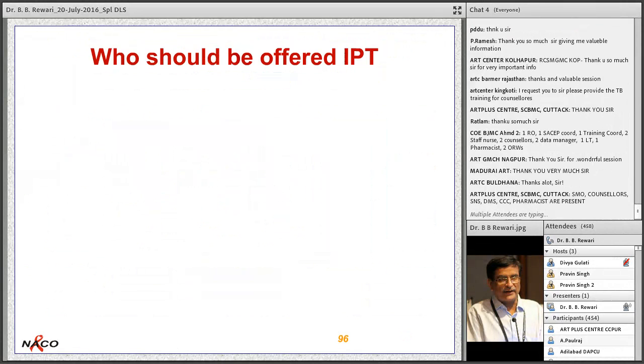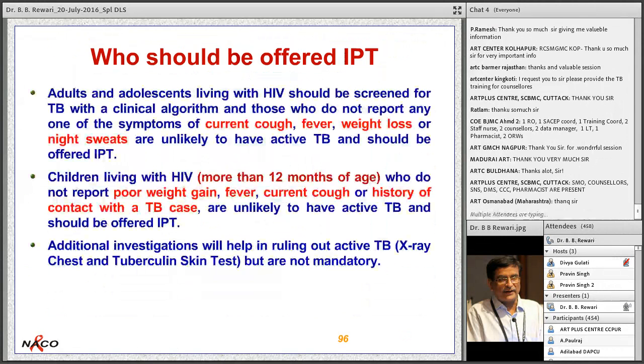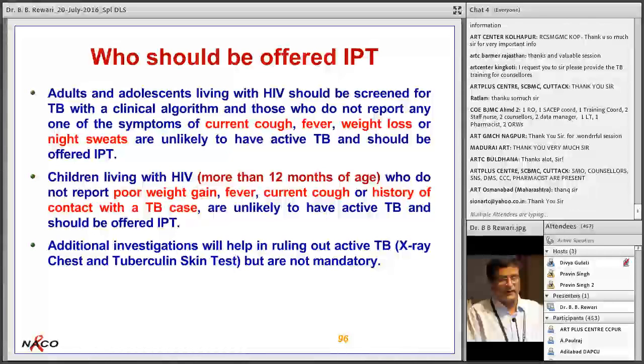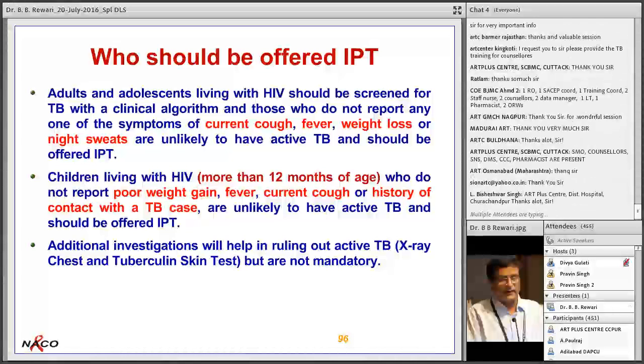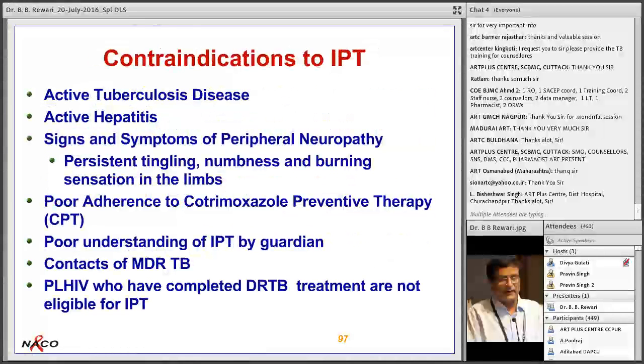So all adolescents living with HIV who are screened for TB, who do not have, remember, current cough, fever, weight loss or night sweats, are unlikely to have active TB and should be offered IPT. Similarly, children more than 12 months of age who do not have poor weight gain, fever, current cough or history of contact are unlikely to have TB and should be provided IPT.